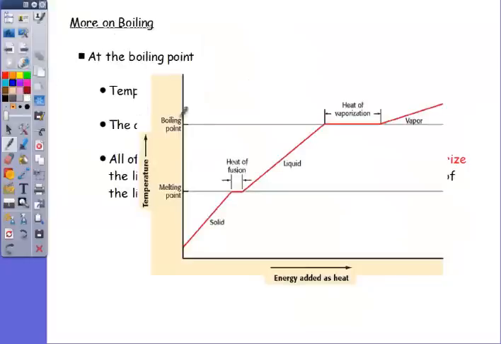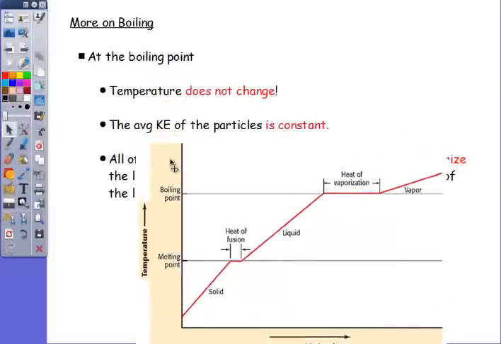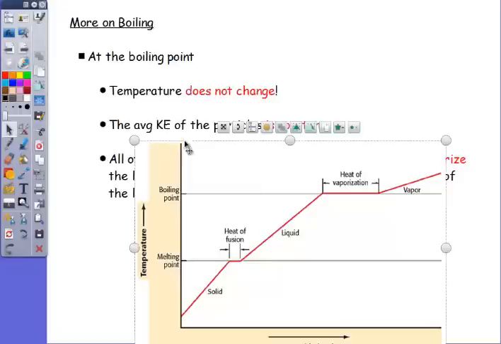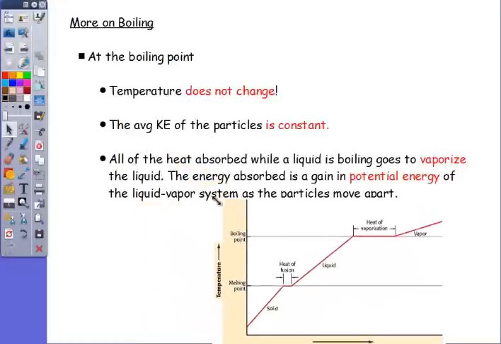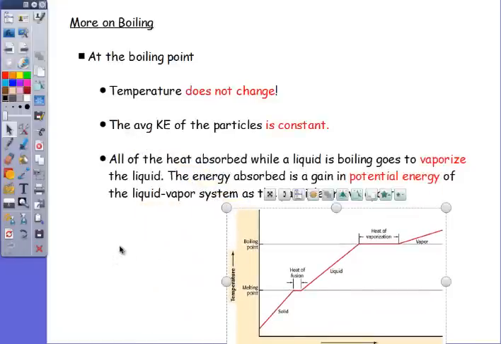At the boiling point, so reading my graph, boiling point, notice that temperature does not change, which means the average kinetic energy is constant. So the question I often get is, well, Ms. Betcha, we continue to add energy. What's happening? Well, that added energy is being used to increase the distance between those particles or increase potential energy.